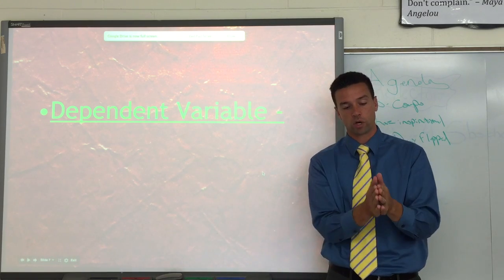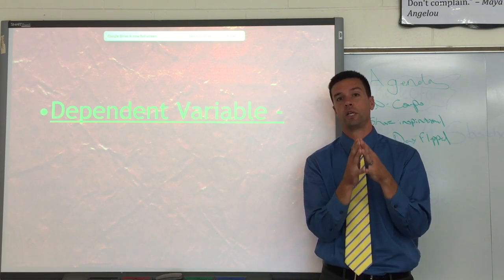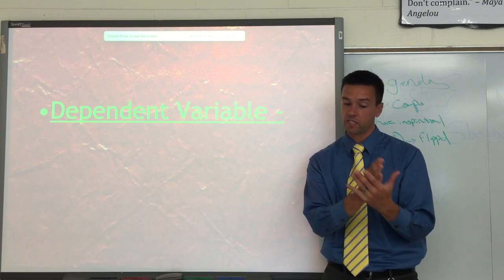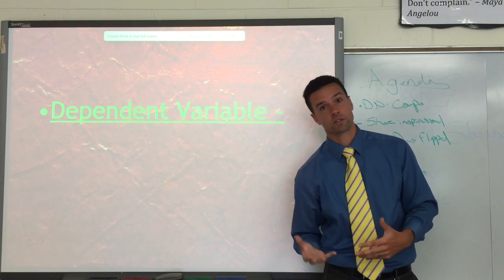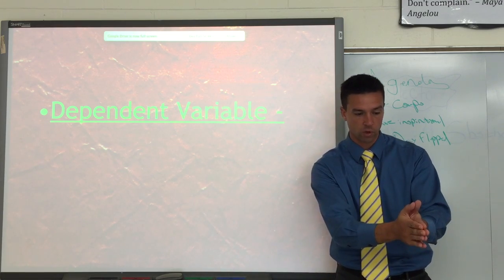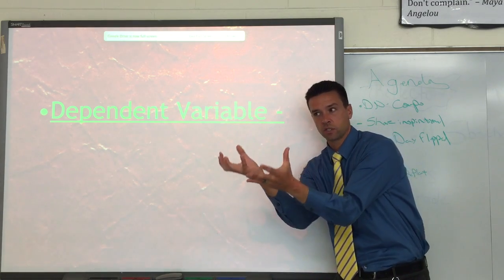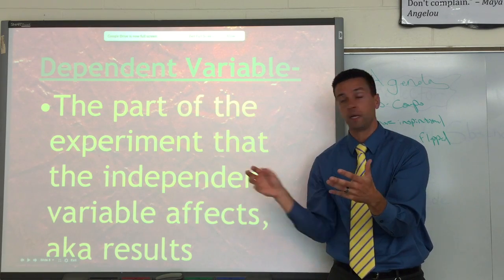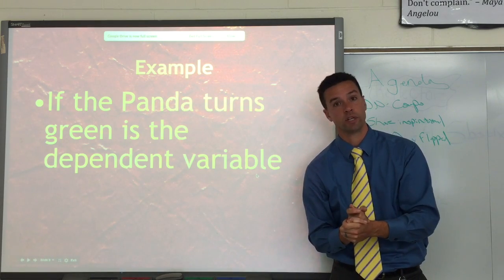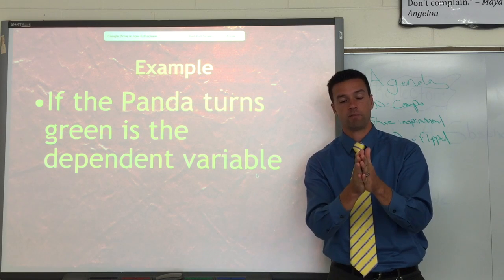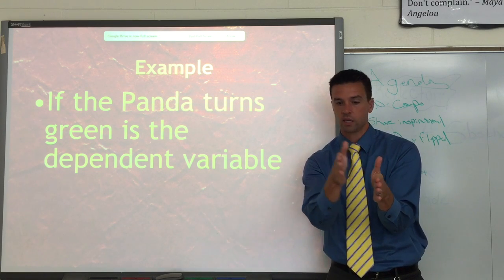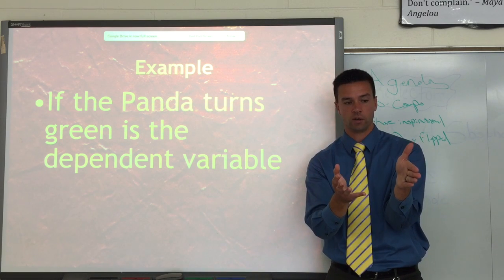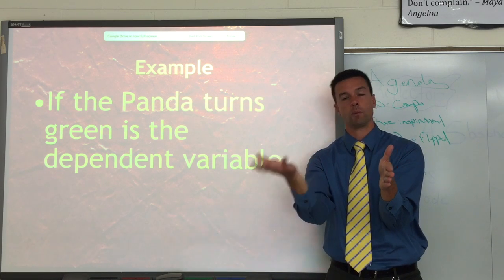Now, there's something called the dependent variable. So we know the amount of worms that we're giving that panda is your independent variable, right? It's what we're testing out. The dependent variable is essentially the results. What happens? So if we give them 3 worms, we're trying to figure out the dependent variable. In this case, it would be if it turned green or not. So the independent variable is how many worms, and the results are yes, it turned green, or no, it didn't.